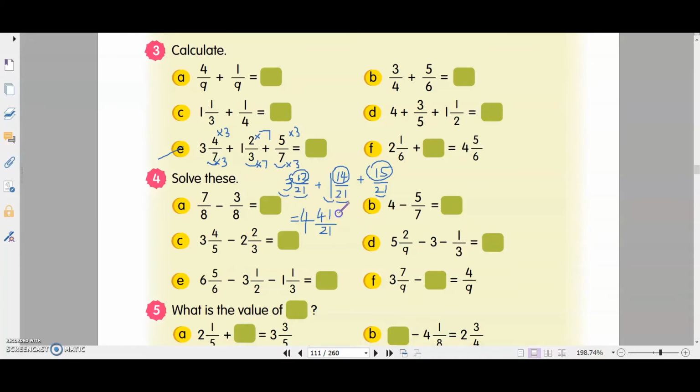Now this is an improper fraction. The top number is bigger, so we change this part to a proper fraction. So how do we do that? The line in the middle means divide. So 41 divided by 21. So 1 times 21 is 21, balance is 20. So we have your answer here. You write it according to clockwise. So 1, 20 over 21. Okay, this is 1, 20 over 21.